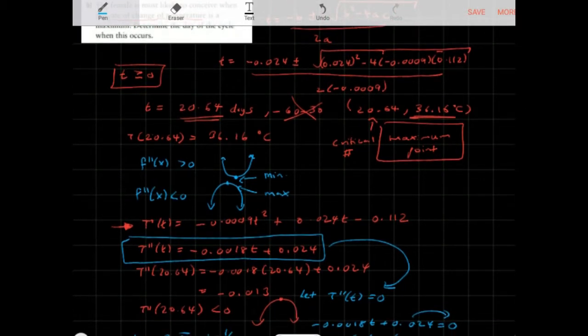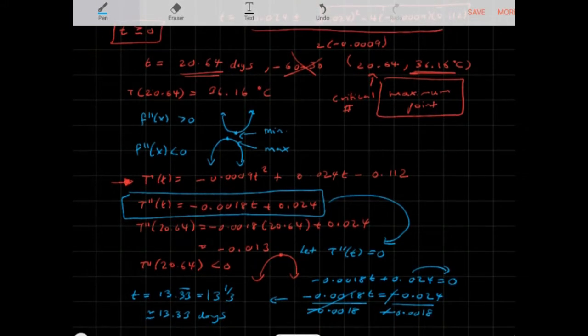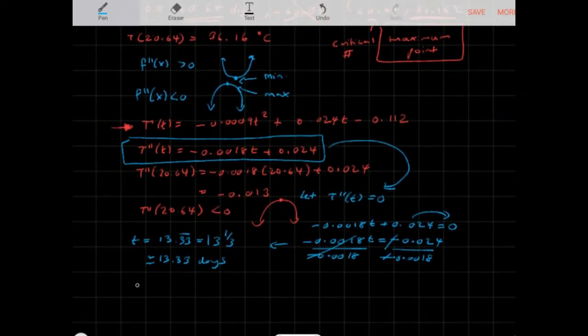So we want to figure out what the temperature is, determine the day of the cycle when this occurs. Well, they only asked for the day, so this is basically the 13th and 1/3 day, but if you wanted to find the temperature, you can plug it into the function. So, therefore, the maximum rate of change of temperature occurs on the 13th and 1/3 day.